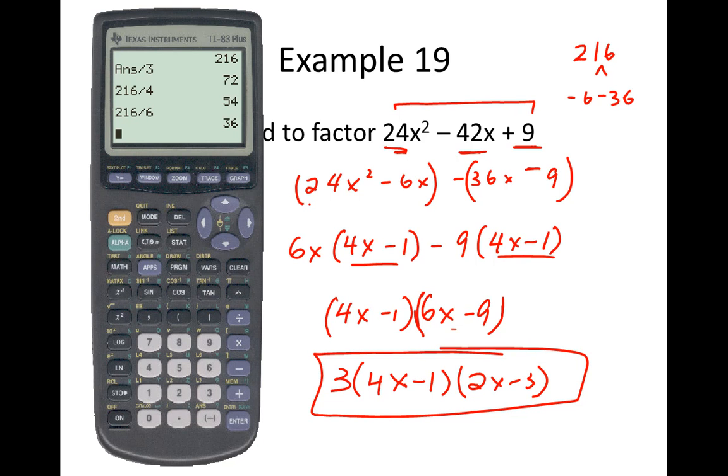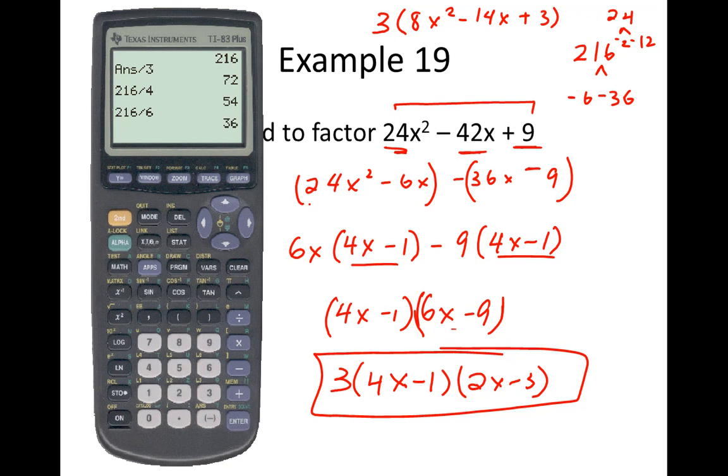So what I should have done was pull out a 3 right from the beginning. And that would have made it 8x squared minus, what is that, 14x plus 3. Now this would have been a lot easier to do, right? 8 times 3. Now I'm just looking at 24, to find factors of 24 that sum to negative 14, which is much easier. 2 and 12, both negative. I could have done it without using the calculator. So always do that. I wish I could say I did that intentionally, but I did not.